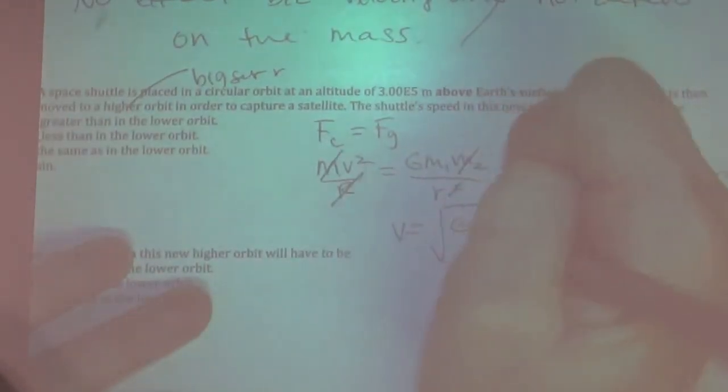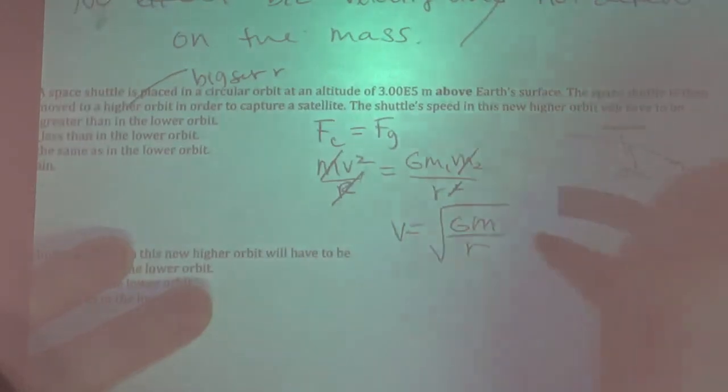We're talking about the centripetal force, and the centripetal force here is the gravitational force. Centripetal force is mv squared over r. Force of gravity is big G m1 m2 over r squared. One of the masses cancels out, one of the radii cancels out. Square root, your velocity is the square root of GM over r. So what I am doing is changing the r to a bigger r.